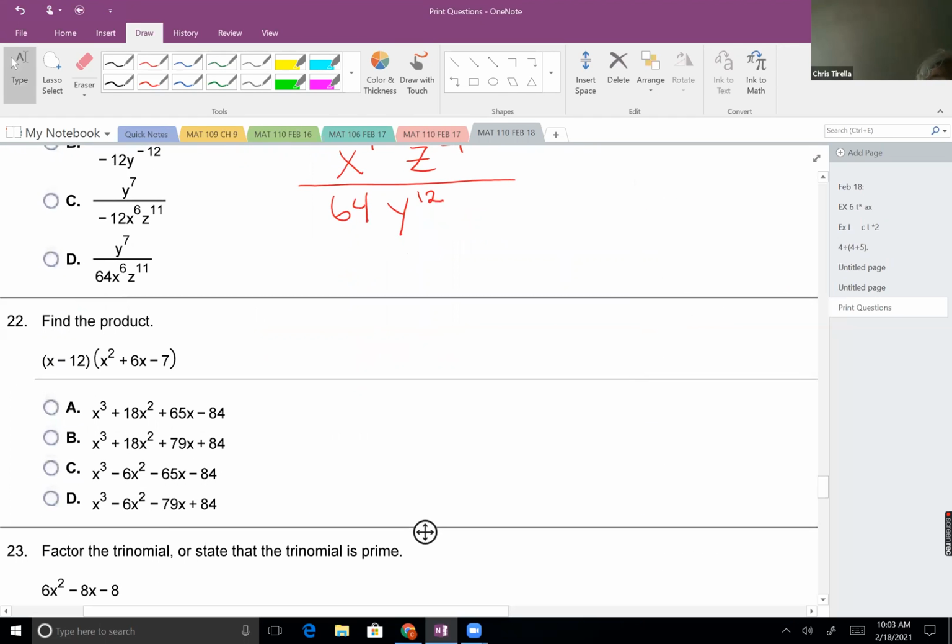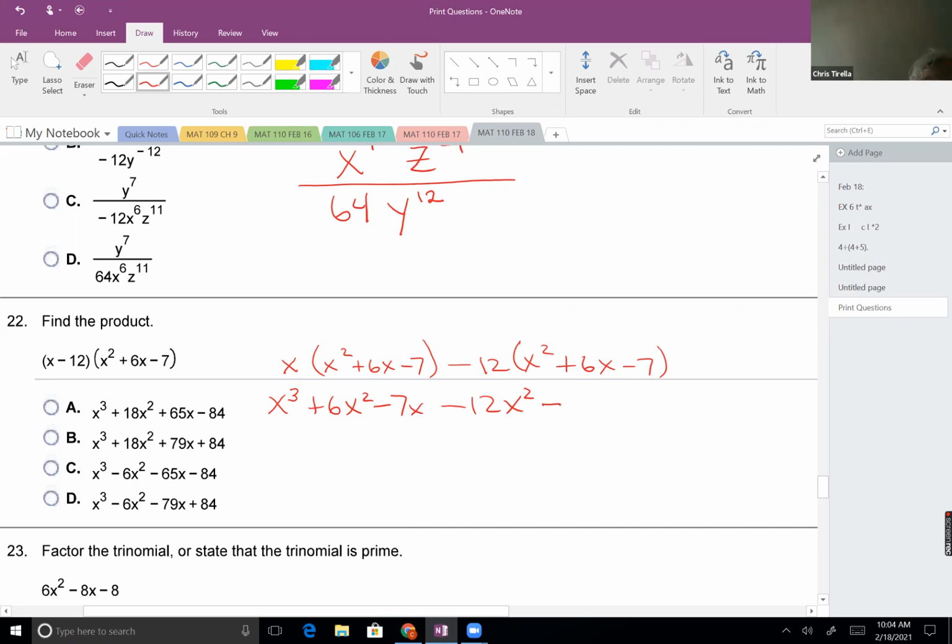Next one, we're multiplying a binomial by a trinomial. Remember, it's repeated distribution. I'm going to take x times the x squared plus 6x minus 7, and negative 12 times the x squared plus 6x minus 7, giving me x cubed plus 6x squared minus 7x minus 12x squared minus 72x plus 84.